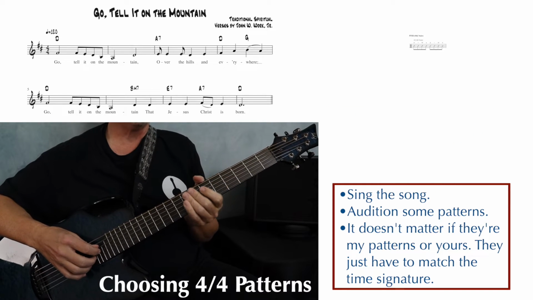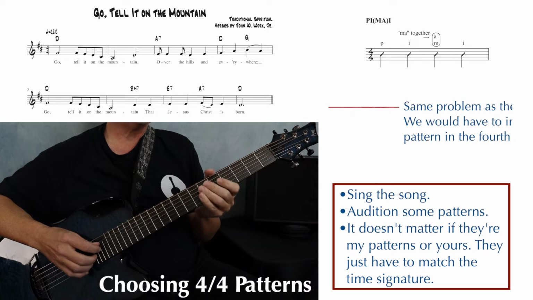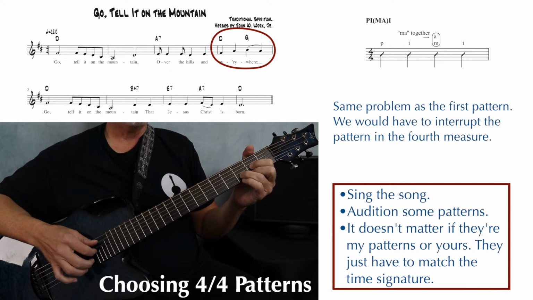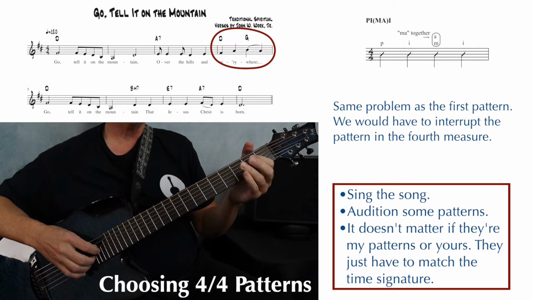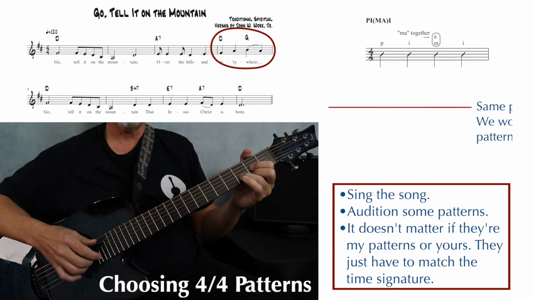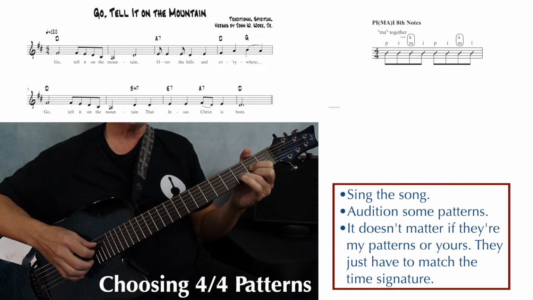So that works a lot better. Let's try pattern number 3. Actually, let's not try pattern number 3. We're going to run into the same problem here because we're in quarter notes, and when we get to that 4th measure, we're going to have to interrupt the pattern. So that's not quite going to work. But again, we could double the speed.